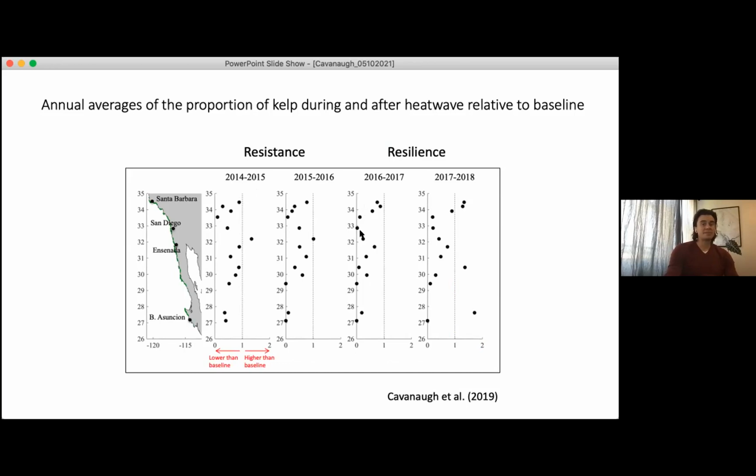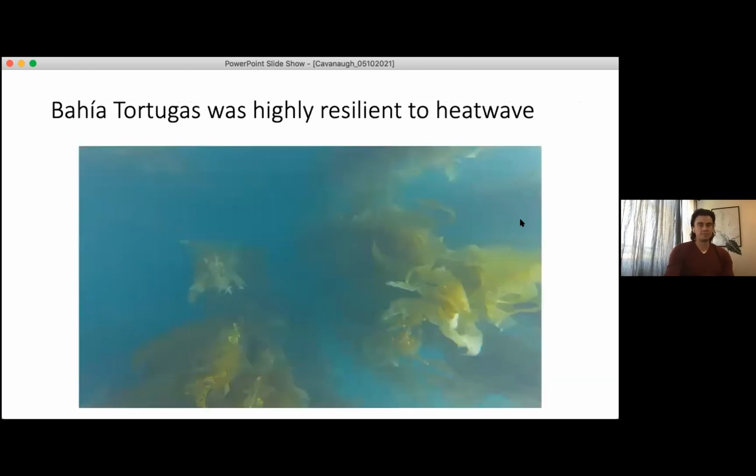In many of these segments, the minimums occurred in 2016, 2017. So again, a delayed response. The year after the heat wave is when we saw the lowest levels. And then this variable recovery in 2017-18, with Bahia Tortugas really standing out and having similar levels of relative recovery to Santa Barbara.